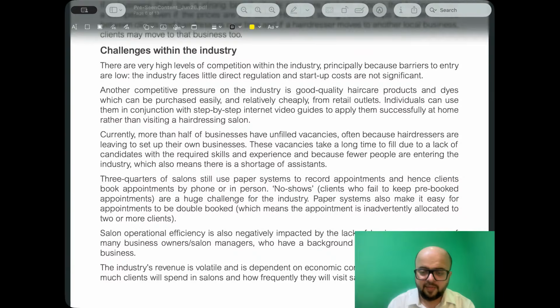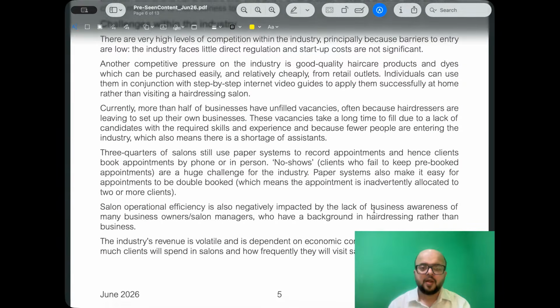देखो देखो क्या क्या लिखा है वहां पे, सो मत जाना. High level of competition है, and then good quality hair care products are not cheap, they are expensive. Individuals can use them on internet, so the DIY kit can be a problem. Then three quarters of salons still use paper systems, and basically appointment related challenges. Operational efficiency is negatively impacted by lack of business awareness. The industry revenue is volatile and dependent on economic conditions.